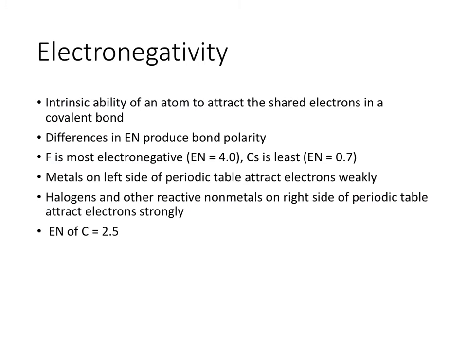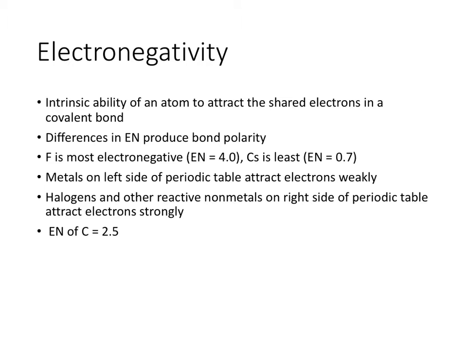The reason polar covalent bonds arise is because of differences in something called electronegativity, which you probably heard about in general chemistry. Electronegativity is simply the intrinsic ability of an atom to attract the shared electrons in a covalent bond, and the differences in electronegativity produce bond polarity. Fluorine is the most electronegative element in the periodic table, and cesium is the least. And the metals on the left side of the periodic table tend to attract electrons weakly, whereas things on the right side attract electrons strongly.